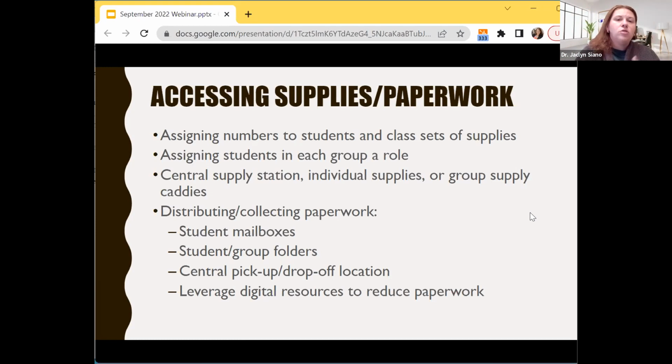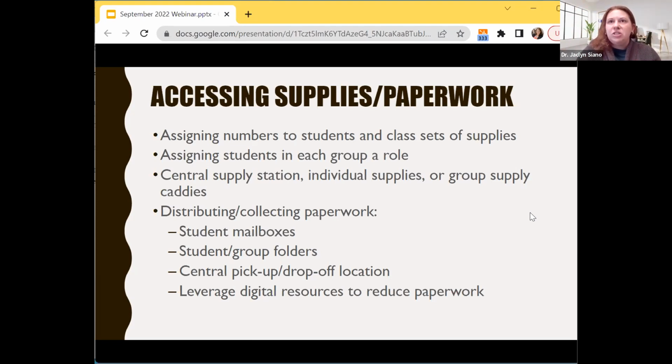So whatever is going to work best for you to make the transition periods, to make getting supplies and paperwork more seamless, just find a process that works for you. And these are just some ideas. Having a central supply station, having individual supplies, group supply caddies in the middle of the desks, whatever works best for you. And it depends on how your school functions, what your supply situation is. So these are all things to keep in mind.